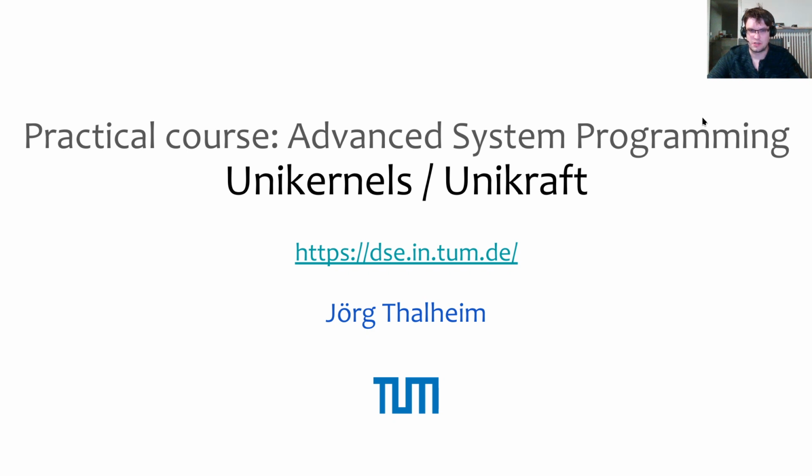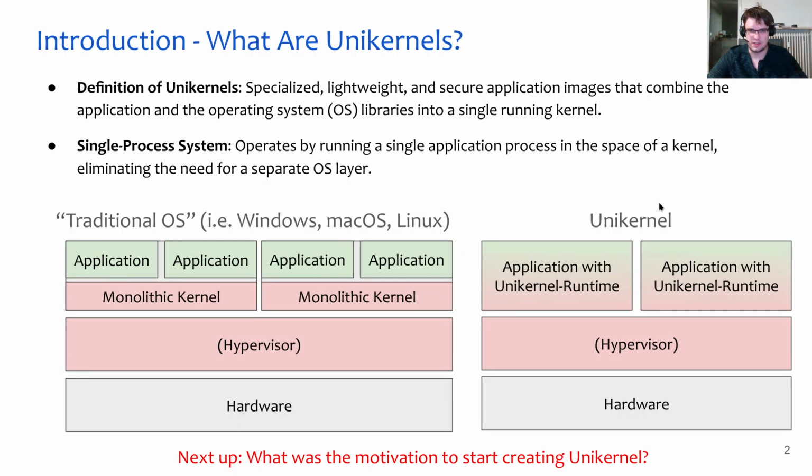In this lecture, I, Jörg Thalheim, will talk about unikernels, which are specialized single address space operating systems, and in particular about Unigraph, which is one implementation of a unikernel. So what are unikernels? They are lightweight application images that not only have the application, but also the operating system bundled into one image. And this whole thing runs as a single kernel in a single process. Commonly you have different address spaces between kernels and applications, but in unikernels, you only have one.